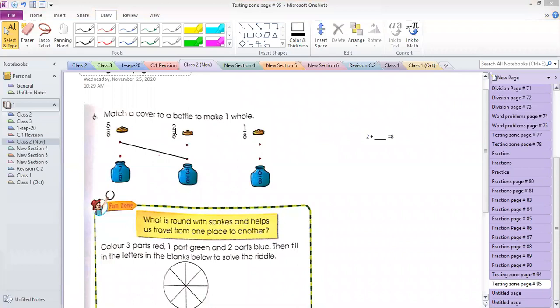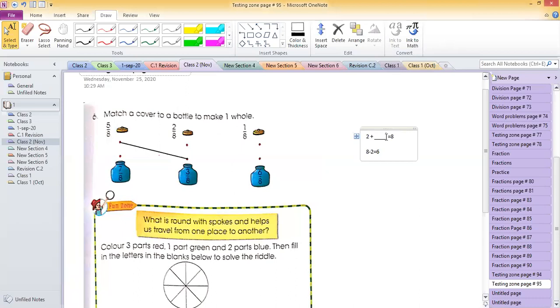Guys, this is 2/8. Now you want to make it 8, because to make one whole, you need the same numerator and same denominator. So 2 plus what number will give you 8? Guys, it is very easy. If you don't know how to do it, just subtract 2 from 8. 8 minus 2 equals what? 6. Very good. So you will write 6 here.